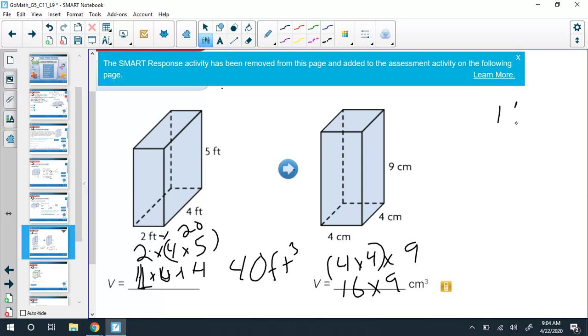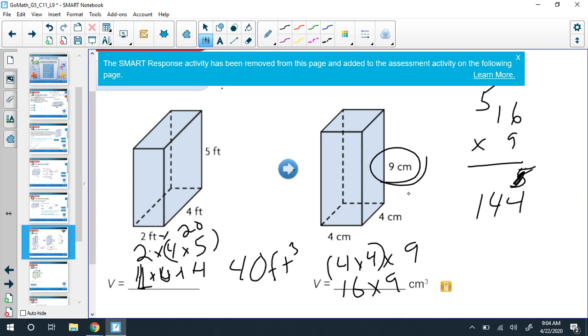And I'm going to write that one over here just to make it a little bit easier for me to see. 9 times 6 is 54. 9 times 1 is 9, plus 5 is 14. So the volume of this rectangular prism is 144 cubic centimeters.